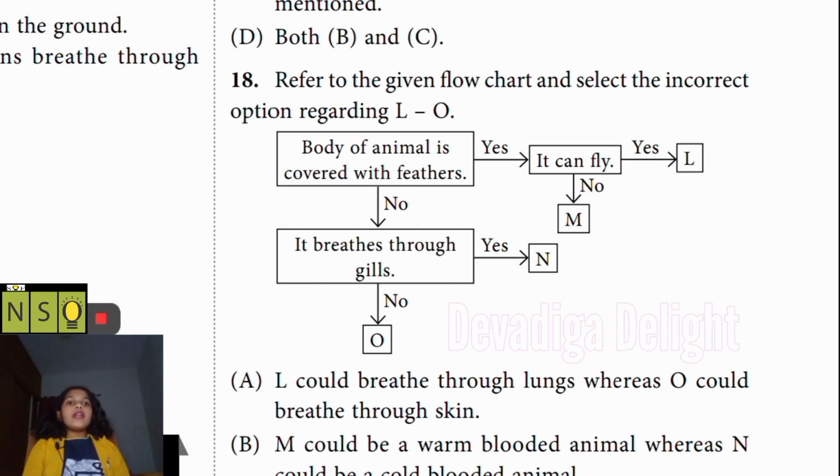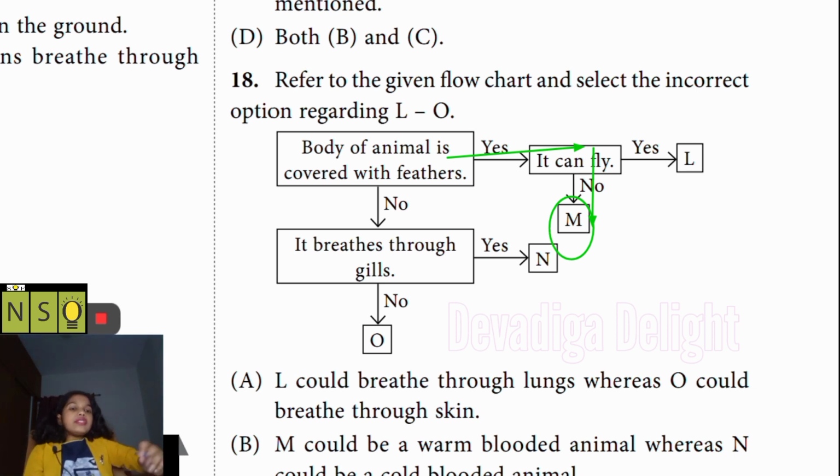Here, if you see body covered, let's note down what it can be. A body of an animal is covered with feathers and it can fly. Yes. So L is covered with feathers and it can also fly. So L should be a bird which can fly, B-I-R-D. The next one, the body of this animal is covered with feathers. Yes. And it can fly. No. So M must be a flightless bird.